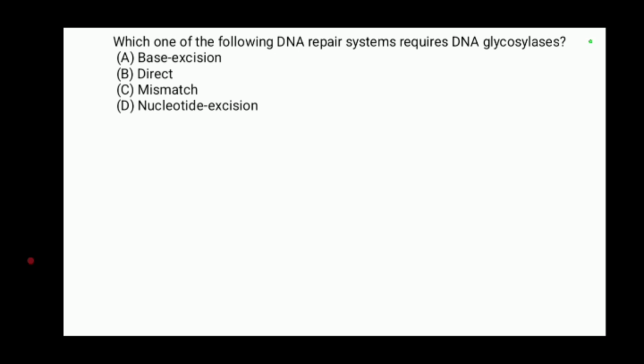Next question, which one of the following DNA repair systems requires DNA glycosylases? Option A, base excision repair. Option B, direct repair. Option C, mismatch repair. Option D, nucleotide excision repair system. And the correct answer is option A, base excision repair system.